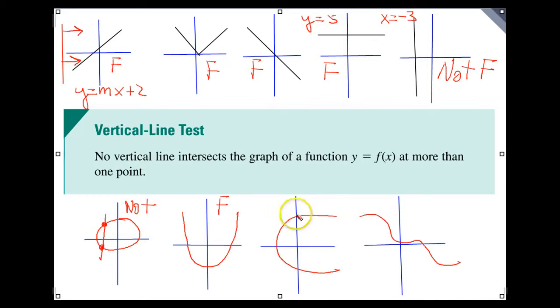How about a sideward parabola opening to the side? And again, it intersects in more than one place. So it's not a function. And this wavy line, again, as long as it only intersects in one place, is a function. Okay, I'm going to wrap this up, keep it to about 23 minutes. And this is a little review of sections 3.1 and 3.2.